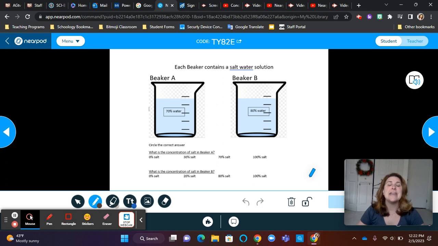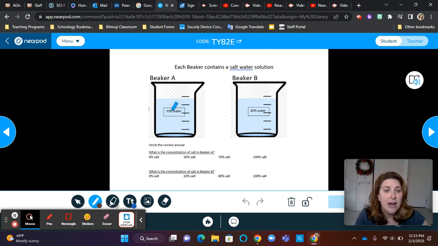So now I have to look at numbers inside of it, and I have to do a little bit of math. Inside these beakers, my percentage has to add up to 100, right? It needs to add up. So I'm telling you in the directions up here, each beaker contains a salt water solution. That means the only things in it are salt and water. There's no sugar, there's no Kool-Aid, there's no chocolate syrup, just salt, just water.